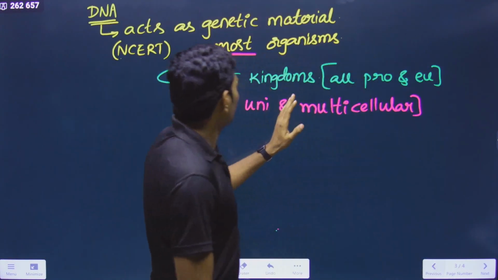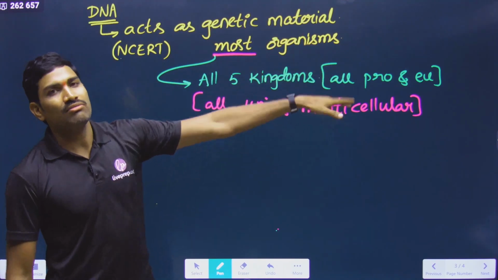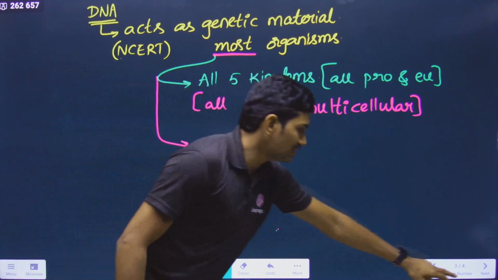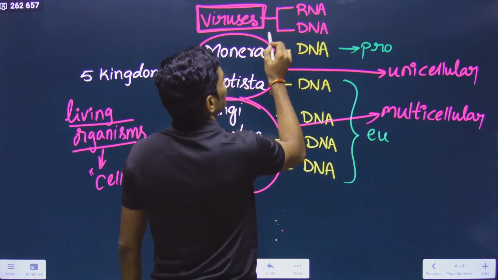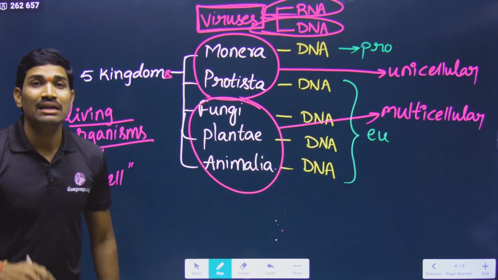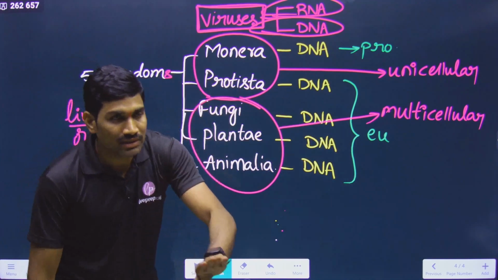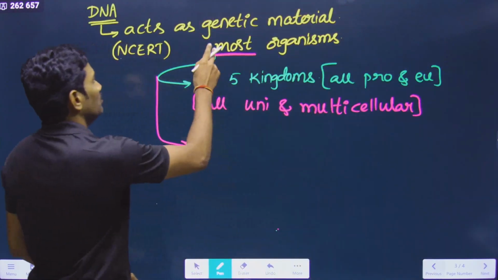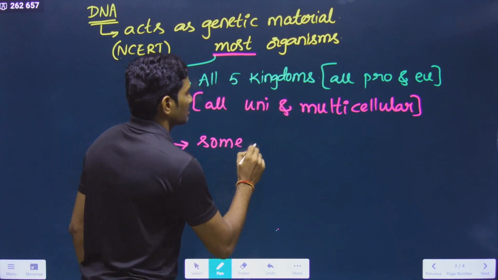So this is the logic that you need to understand. In this way, here what we are writing: DNA is acting as genetic material in most of the organisms. That means all the 5 kingdoms. This is one thing. Plus, what are the other things? If you are observing the viruses clearly, some viruses have DNA as genetic material, whereas some others have RNA as genetic material. Along with this, some viruses, that also you are writing here. So most means all 5 kingdoms plus some viruses.